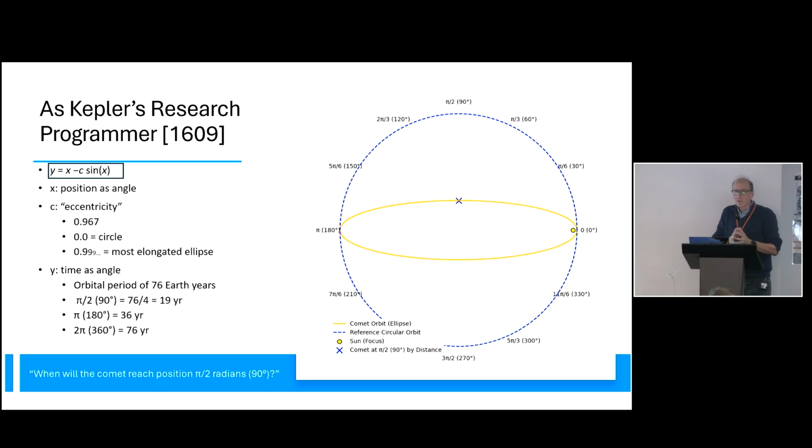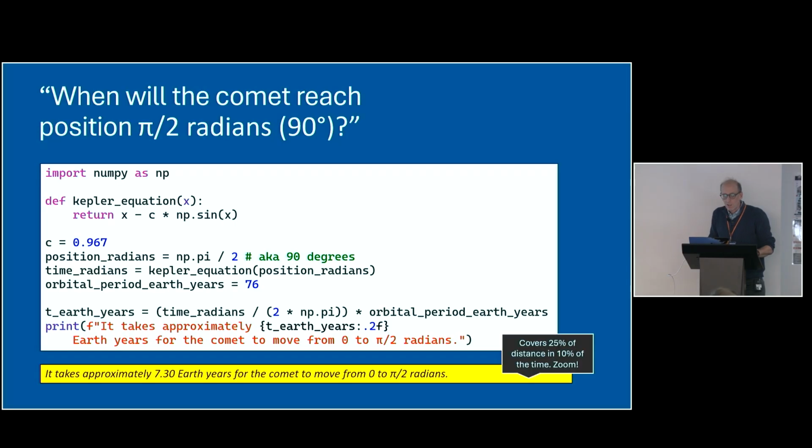So imagine you're Kepler's research programmer, and you have access to Python, and Kepler asks you, when will the comet go a quarter of the way around its orbit? What time will it reach that quarter way mark? So you would get your Python out. You can use NumPy. You just define his equation like so. We've already established for this comet what the eccentricity is. Put these in, print, and you get the answer.